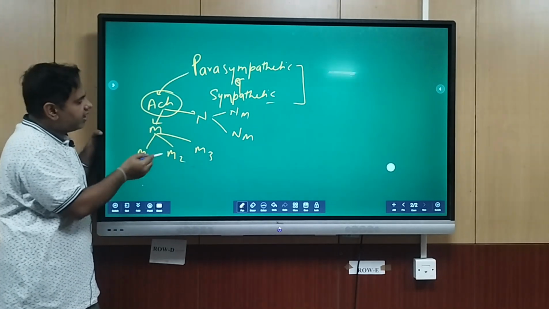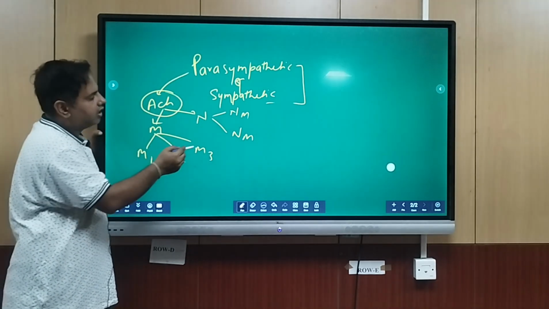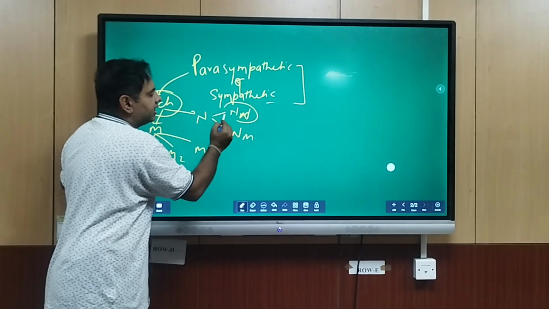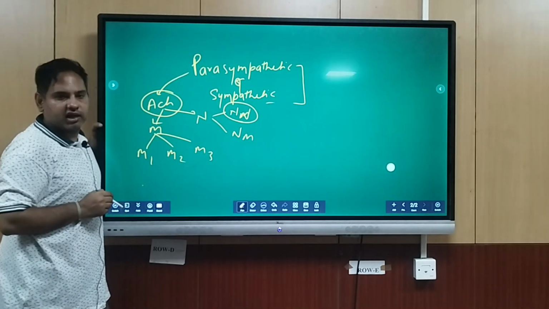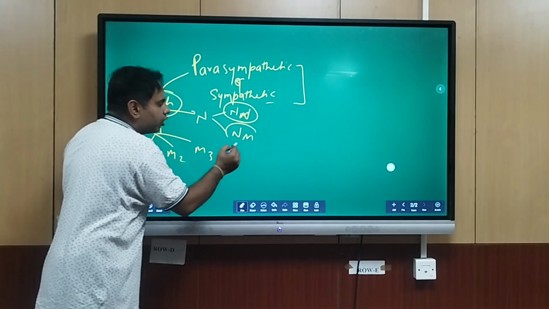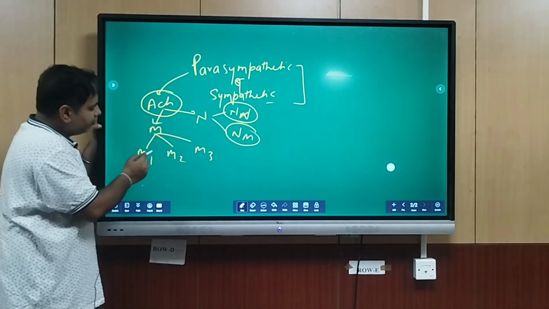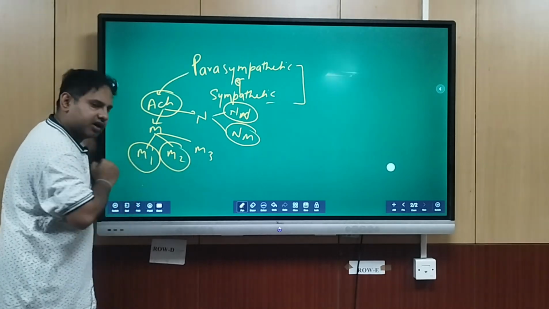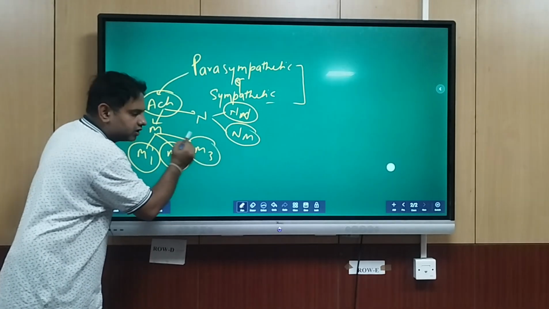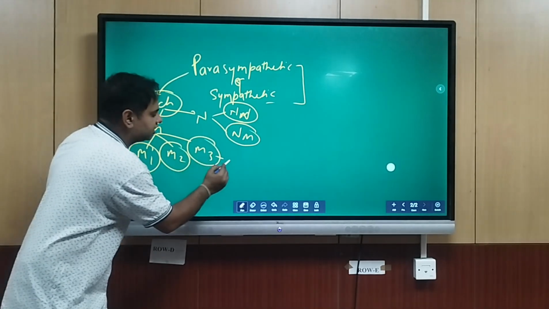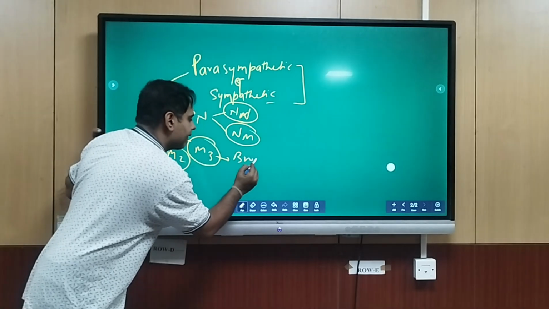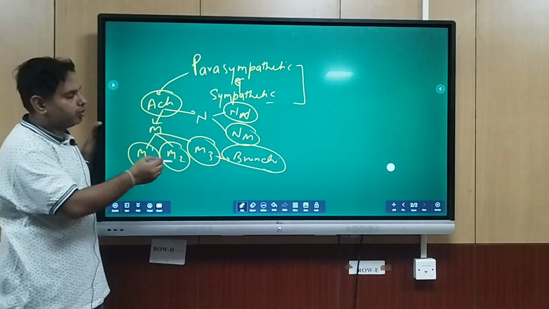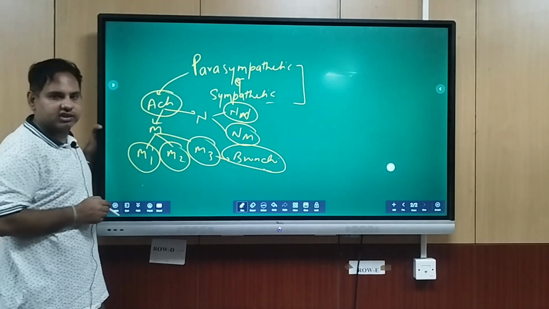So next, where these receptors are located. NN is located in the autonomic ganglia, NM is located on neuromuscular junctions, M1 receptor is on the gastric cells, M2 is on the heart, and M3 is on smooth muscles like bronchi. We are discussing bronchi, right? Bronchi, uterus, all smooth muscles have M3 receptors.